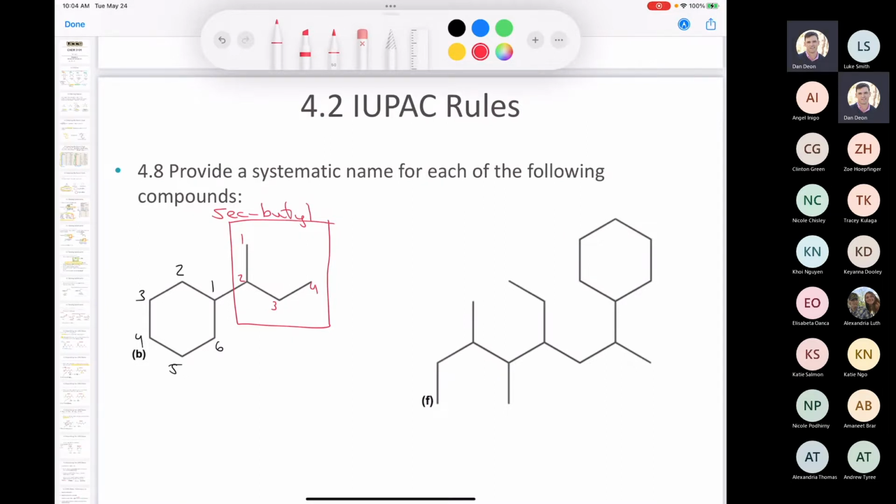So it might be a knee-jerk reaction to say, well, I'll just call this one sec-butylcyclohexane.